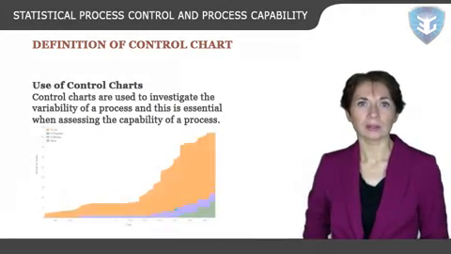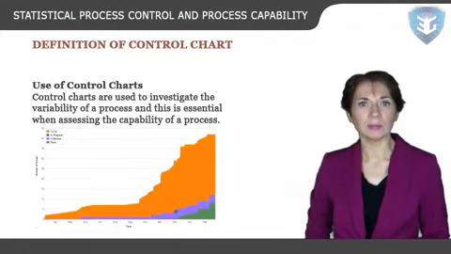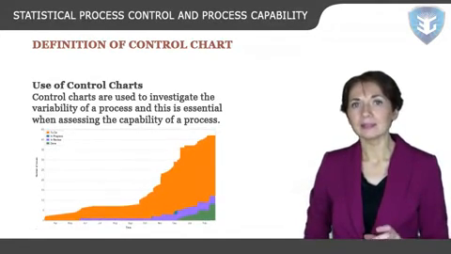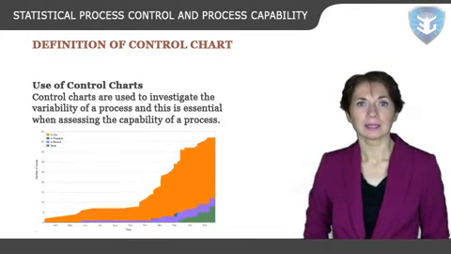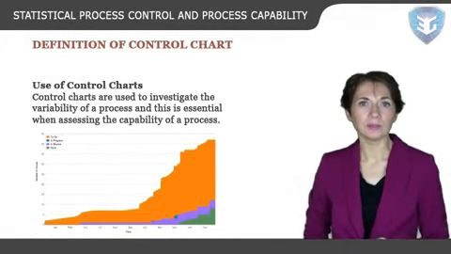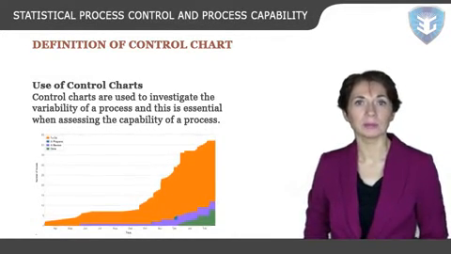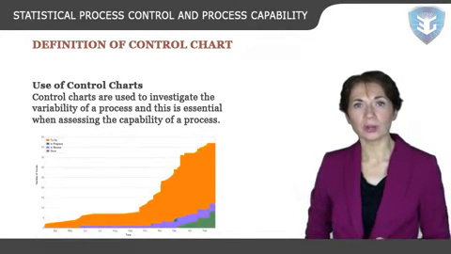Use of control charts. Control charts are used to investigate the variability of a process, and this is essential when assessing the capability of a process. Data are often plotted on a control chart in the hope that this may help to find the causes of problems. Charts are also used to monitor or control process performance.